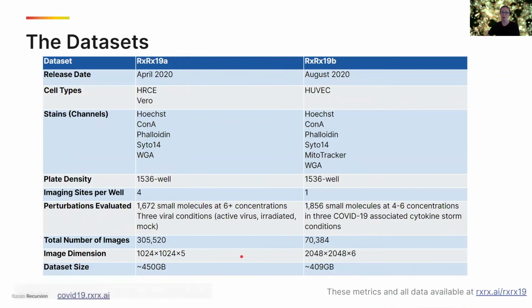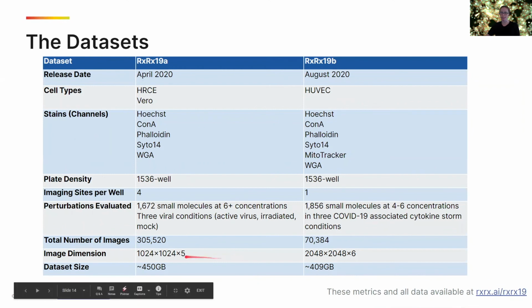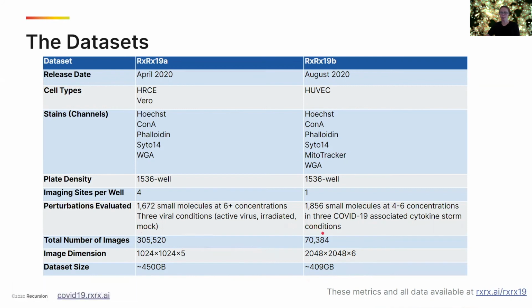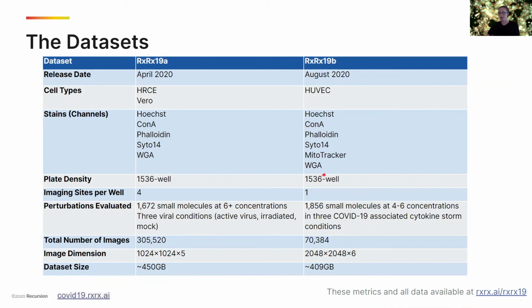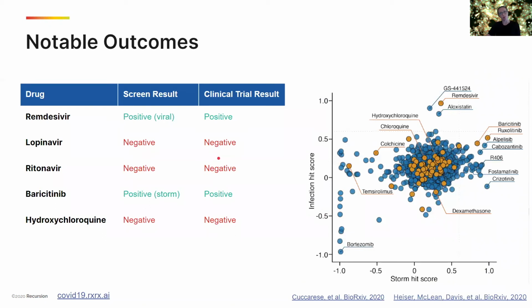Notably, these are some of the largest data sets released by Recursion to date. Together, they comprise more than 850 gigs of data and more than 370,000 images. The 19B dataset is a traditional 6-channel cell paint assay with 1 imaging site per well, whereas the 19A dataset, the SARS-CoV-2 model, is a modified 5-channel cell paint with 4 imaging sites per well. If you tuned into the conference yesterday morning, you heard a lot more about these data from our colleague, Ben Fogelson, but I just wanted to give you some of the notable highlights.